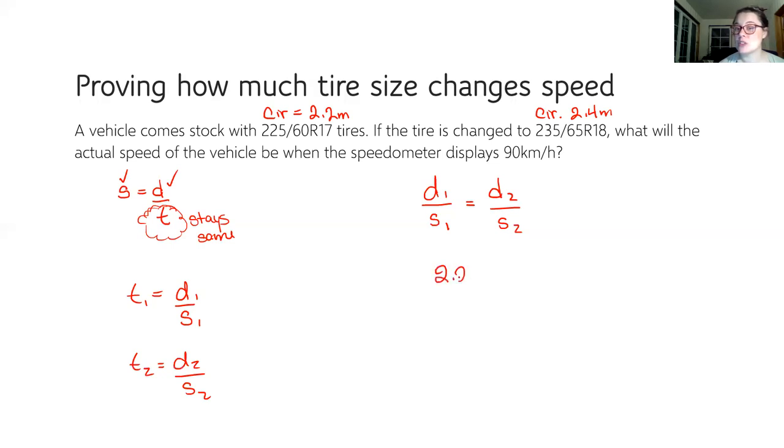So 2.2 is the tire size. That's the distance that tire travels, divided by the speed. So the tire size to speed ratio. Sorry, the speed goes with the little tire. Double checking. And then distance two is 2.4 meters, and it's going to be X kilometers per hour.